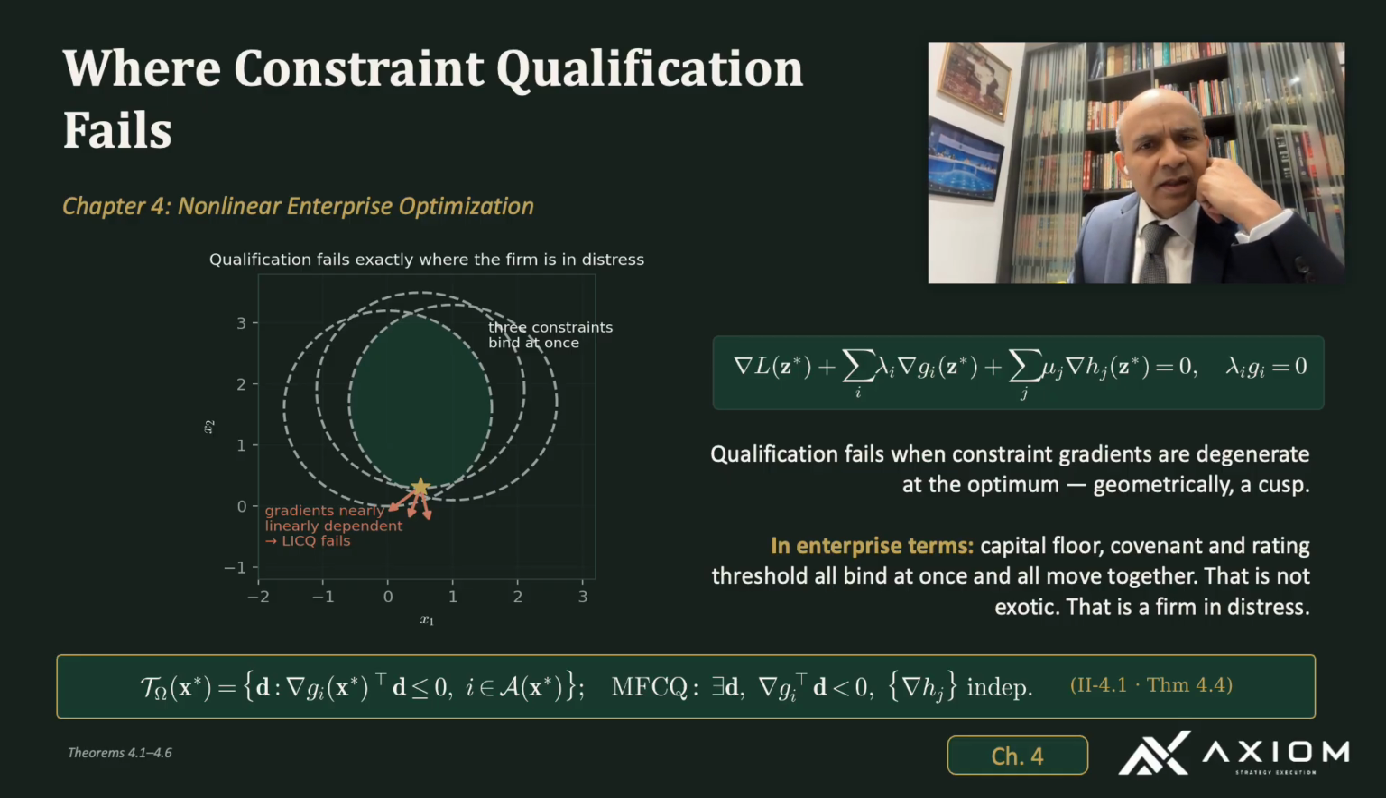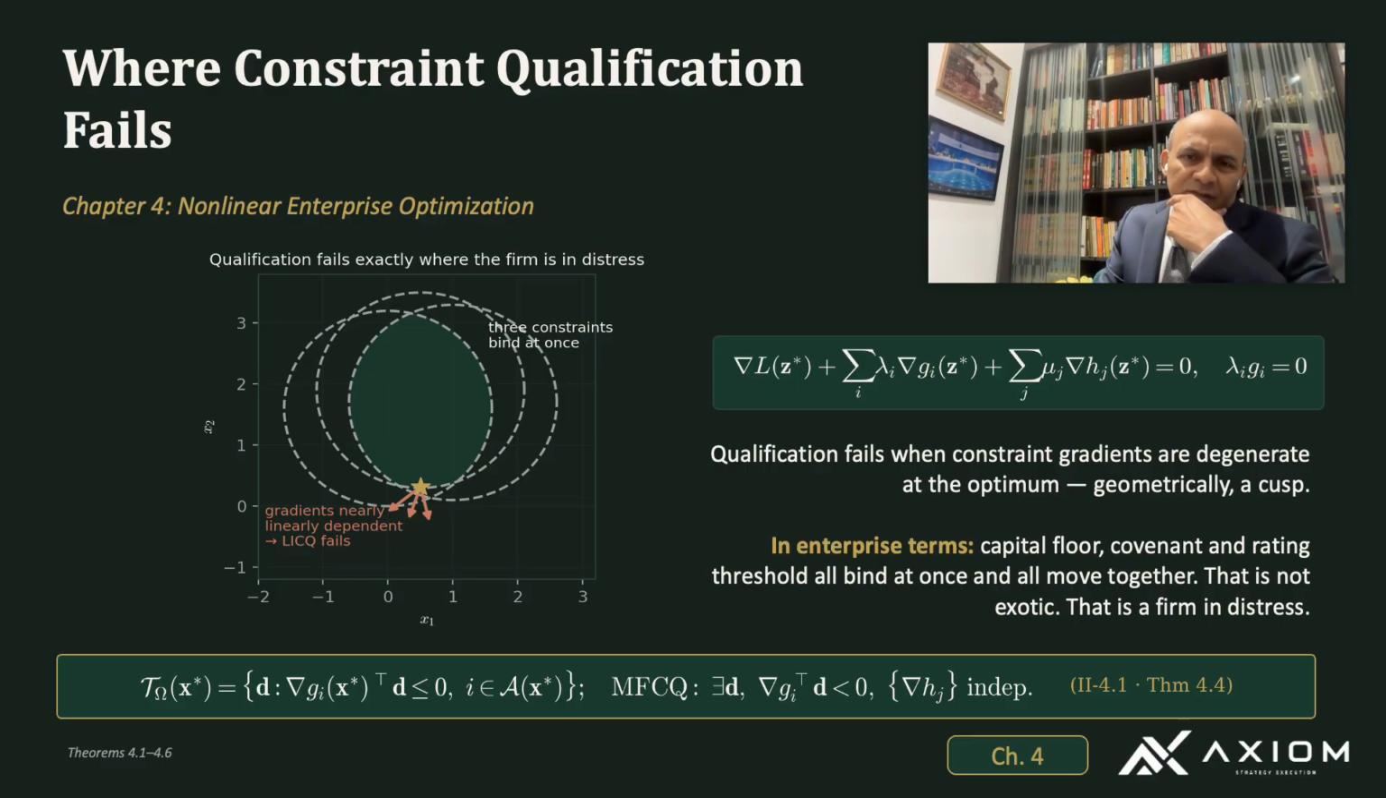Theorem 4.2, second order sufficient conditions. Positive definiteness of the Hessian of the Lagrangian on the critical cone. If a KKT point has positive curvature of the Lagrangian along every critical feasible direction, then it is a strict local optimum with quadratic growth around that point. Theorem 4.3 is KKT in the nonlinear case. Theorem 4.4 is about constraint qualification. So LICQ is the linear independence constraint qualification.